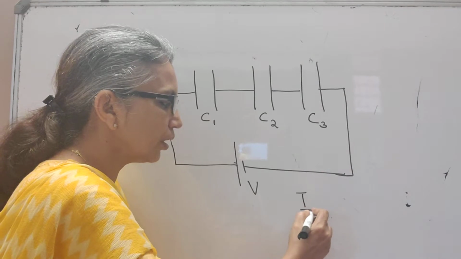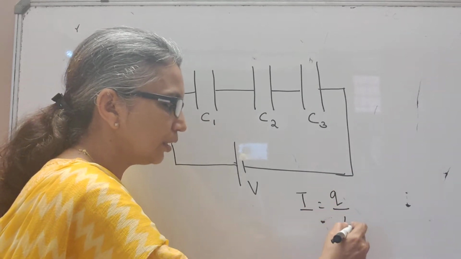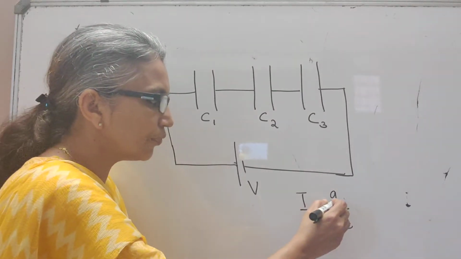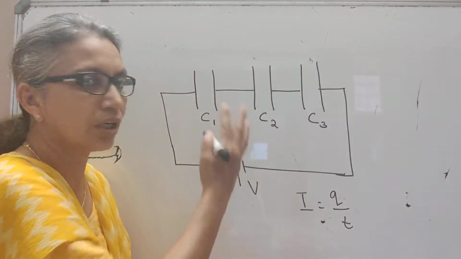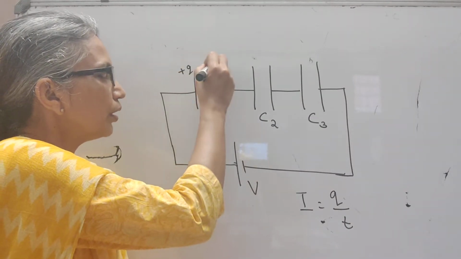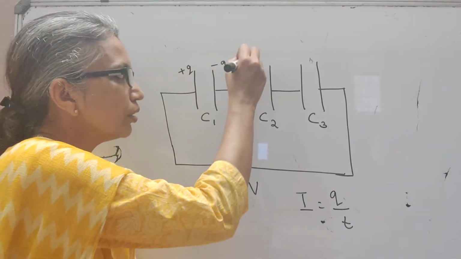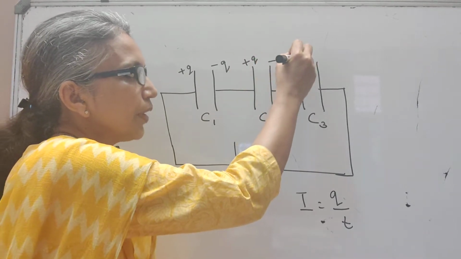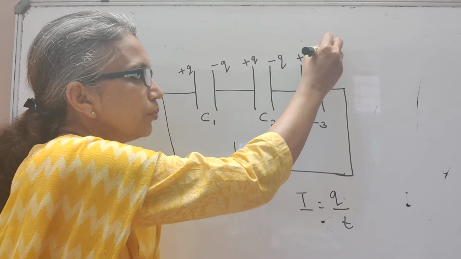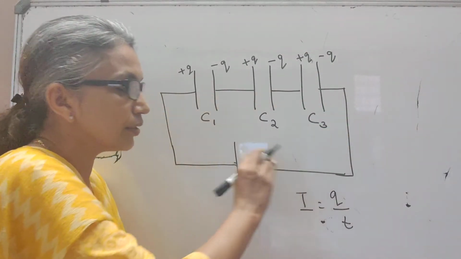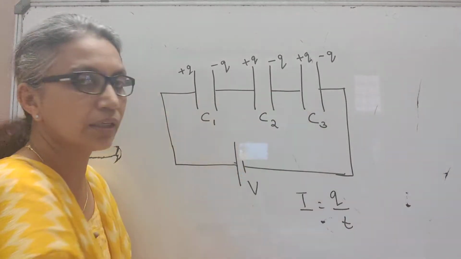Same current would mean I equal to Q by t, which means if they are carrying the same current, then all of them will carry the same charge on their plates. That is, if this is charged with plus Q, then the other plate is minus Q. This also will carry the same charge, minus Q. This capacitor also will carry the same charge. So all capacitors will carry the same charge if they are in series because they are all carrying the same current.